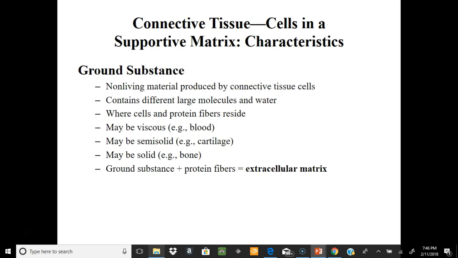The ground substance then is material made by many of your connective tissue cells, like your fibroblasts. The ground substance plus the protein fibers function as the extracellular matrix. This extracellular matrix can be liquid, semi-solid, or solid, depending on the number of fibers and the amount of proteins associated with it. So, for example, blood is connective tissue that is liquid or viscous. The ground substance is viscous. Cartilage has a semi-solid ground substance, and then bone has a solid ground substance.